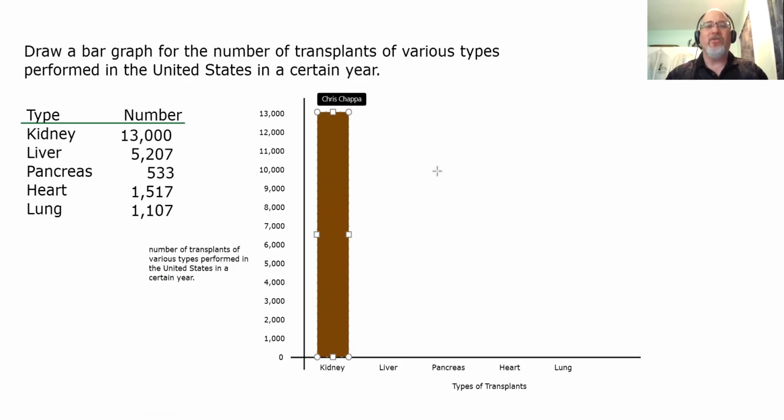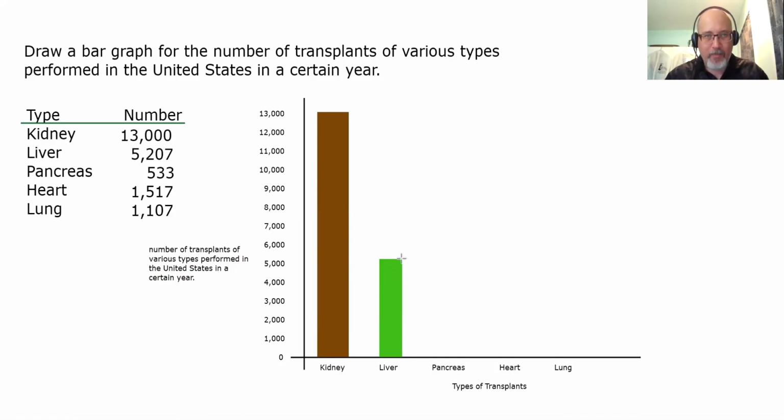Now, a lot of these you do just kind of estimate. What color is a liver? Let's say a liver is, I don't know, green. Just making up colors here. And you don't have to use more than one color. You can just use whatever. 5,207. That's a little bit above 5,000.